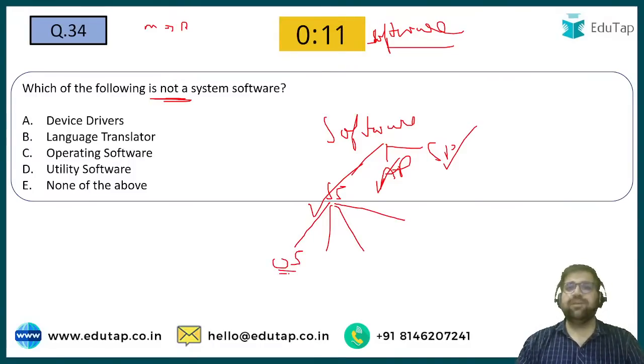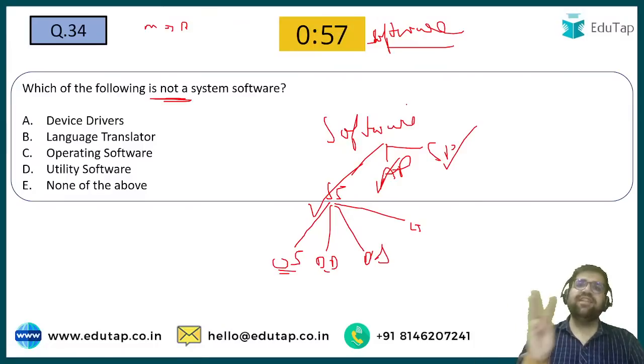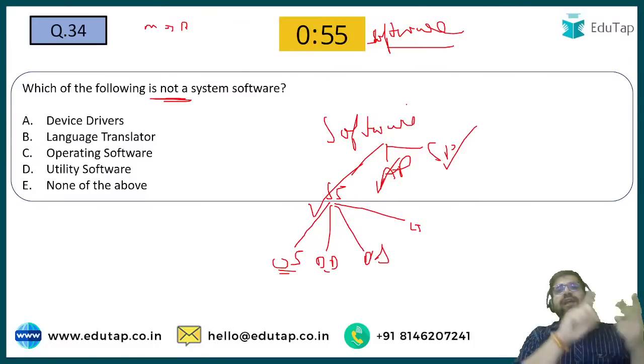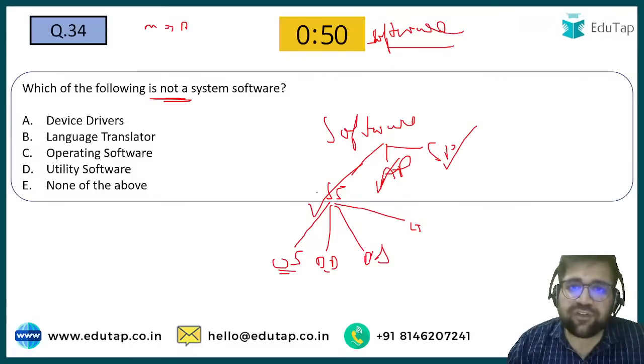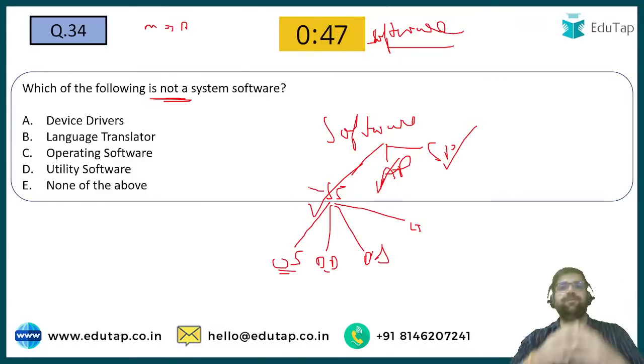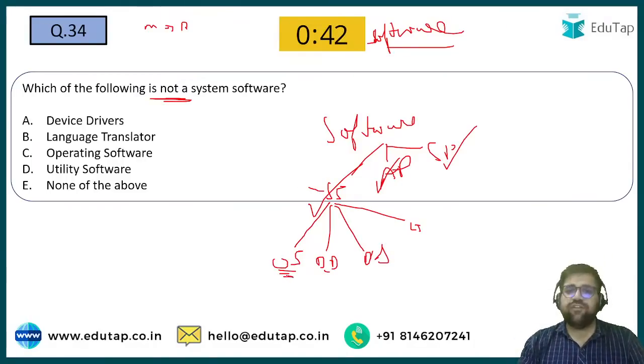First is your operating system, OS as it is called. Then you have your device drivers. And then you have your utility software. And then you have your language translators. I again repeat, software has three different parts: system software, application software, and software programs. System software is the main important thing, where your whole picture starts. System software will again have four different parts: operating system, device drivers, language translators, and utility software.